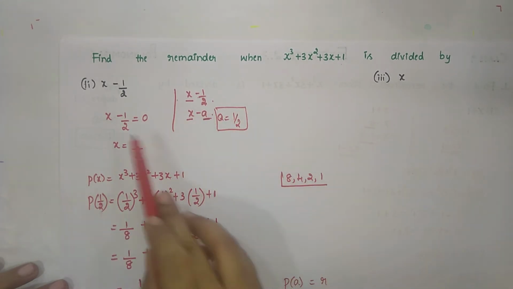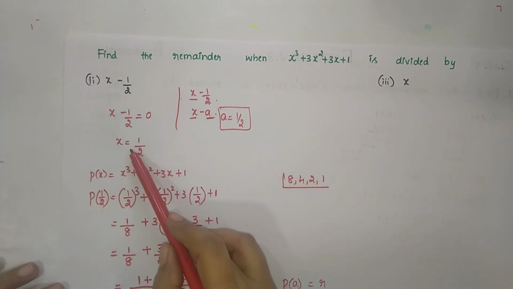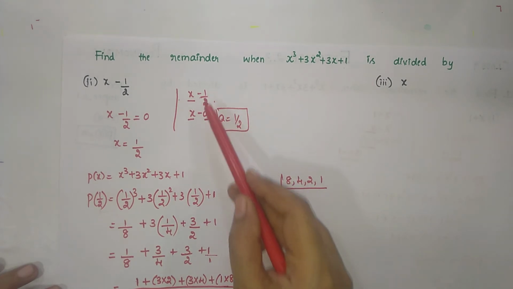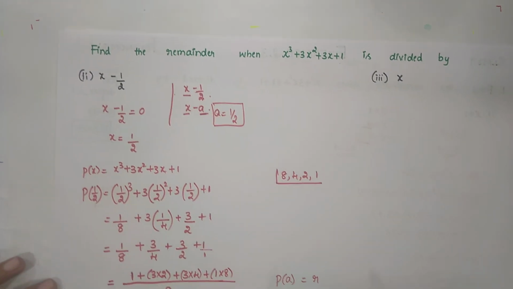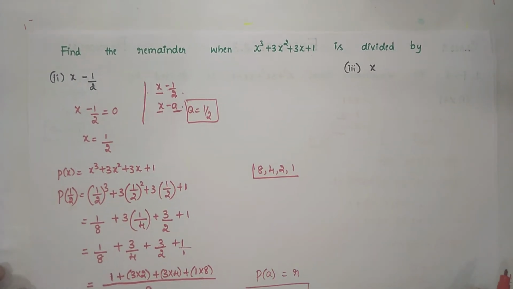So either you can do like this, by equating the given linear polynomial to 0 you can find the value of x and substitute, or else you can directly write the value of A. So we got remainder is equal to 27 divided by 8.